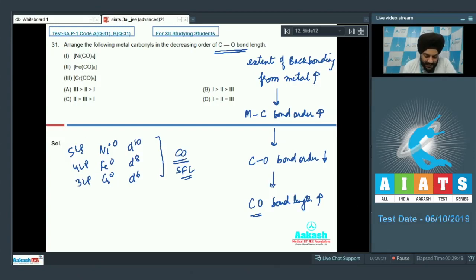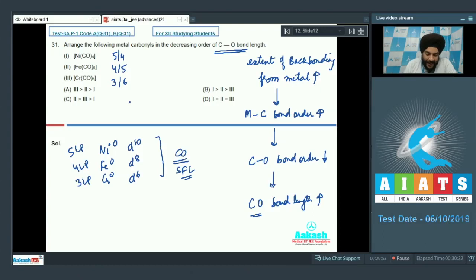So these 5 lone pairs can be donated into 4 carbonyl groups. So per carbonyl the effect will be 5 by 4. If we talk about the second one, we have 4 lone pairs which have to be back donated into 5 carbonyl groups. So per carbonyl the extent will be 4 by 5. And if we talk about the last one, we have 3 lone pairs which have to be donated into 6 carbonyl groups. So the extent of back donation per carbonyl group is going to be equal to 3 by 6.